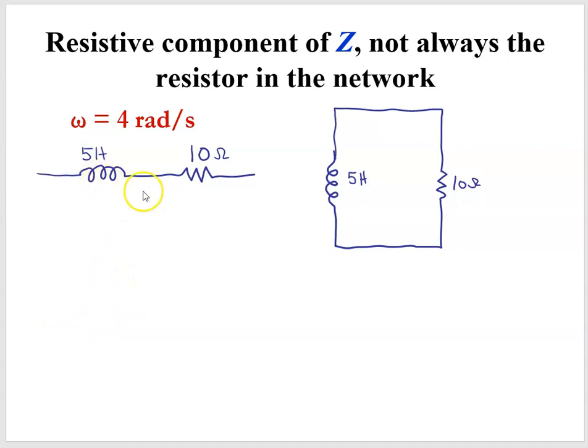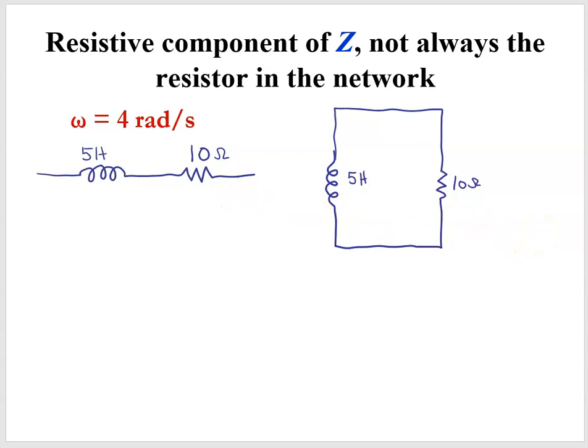All right, so here we see a series combination of a resistor and an inductor, and a parallel combination of the same resistor and an inductor. So when we talk about impedance, the resistive component of the network, or the actual resistor in the network, is not always the resistive component of the impedance.